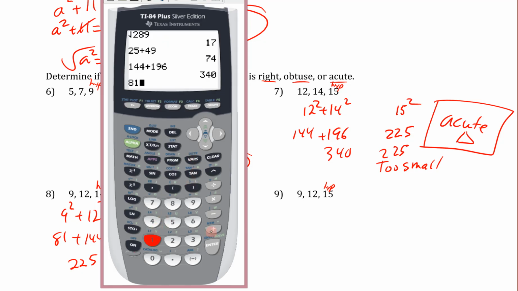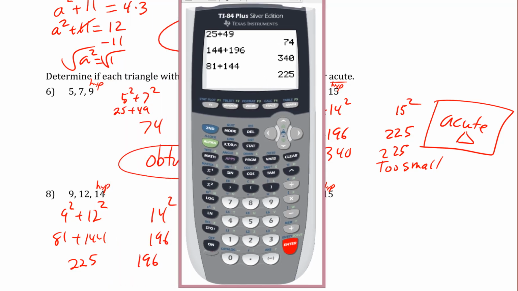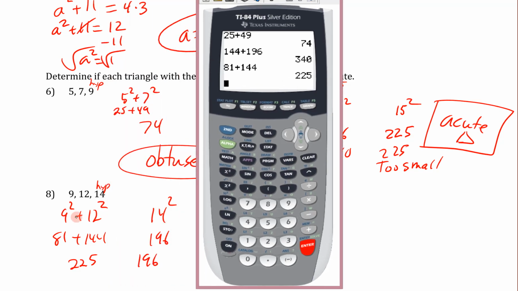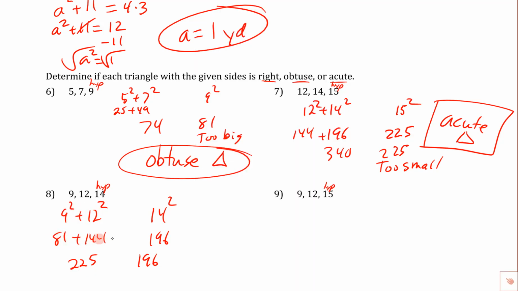If you want to double check me, we'll grab the calculator. We'll do 81 plus 144. Or what's even better is if you say, you know what, let's just throw this in the calculator. 9 squared plus 12 squared. As long as you wrote down the work, as long as you wrote down 225 after this right here, you could kind of skip this guy right here and not write that. Either way, too small. So this is acute triangle.